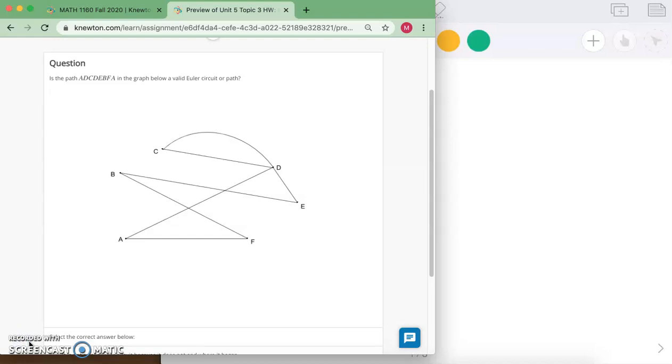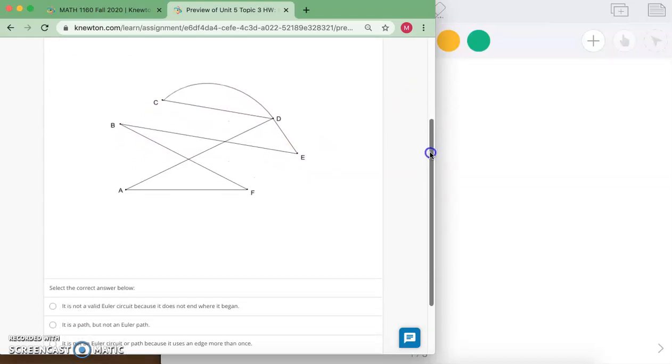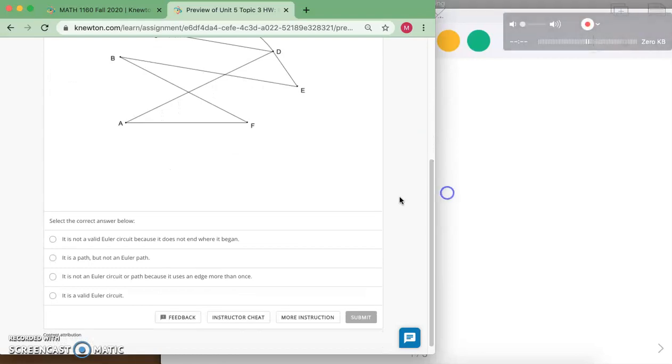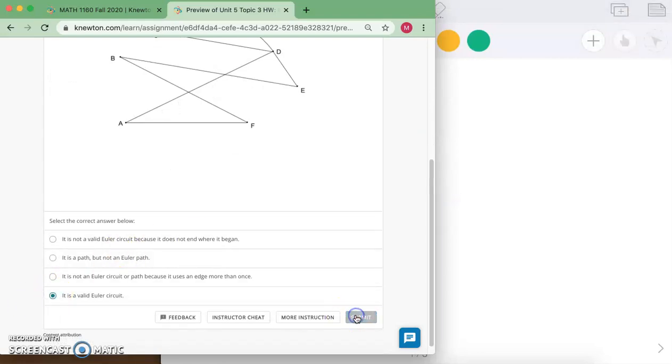All right, let's take a look at one more. Is the path A, D, C, D, E, B, F, A, well, we'll go through the path after we finish reading, in the graph below a valid Euler circuit or path? Well, first of all, we start and end at the same place. They all have an even degree, because I'm looking around, we have 2, 2, 2, 2, 4, 2. So they all have an even degree, and none of the edges were repeated. So it does look like it is a valid Euler circuit. So we're going to go with that last option, submit.